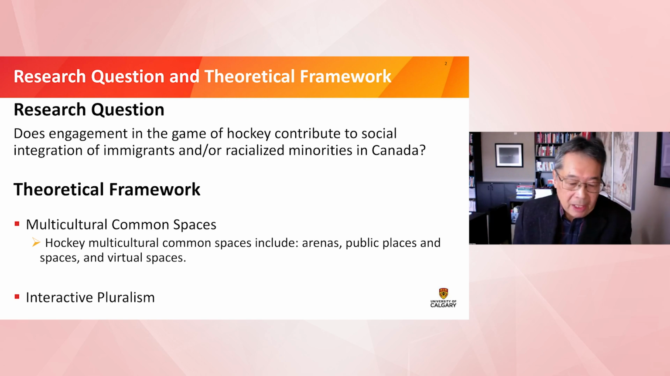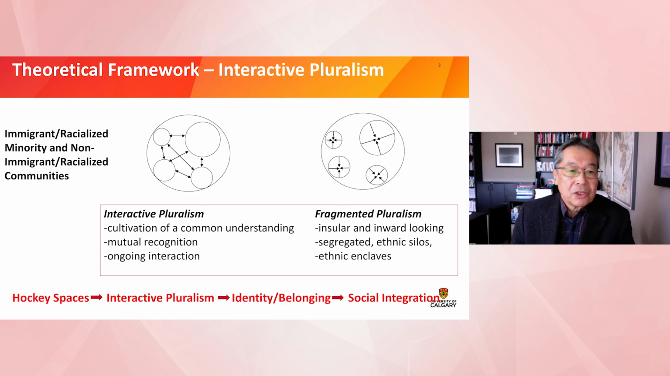Interactive pluralism, I'll explain on the next slide using Venn diagrams. Each of the smaller circles within the larger circles represents immigrant, non-immigrant, racialized, and non-racialized communities. I think the best way to understand interactive pluralism is to look at its antithesis, the polar opposite, and that is fragmented pluralism, which is on the right-hand side. Fragmented pluralism is where the communities are insular, inward-looking, and segregated, and they don't have much to do with each other. This often creates in a society ethnic silos and ethnic enclaves.